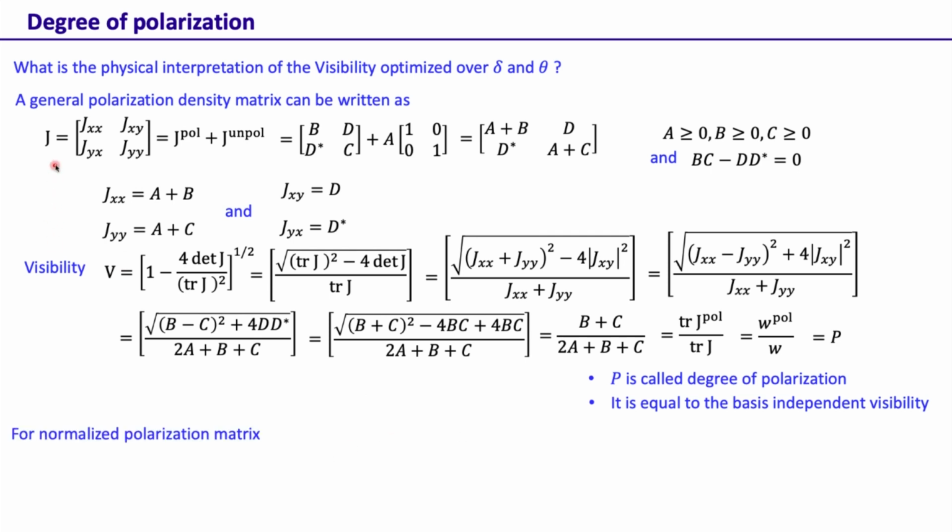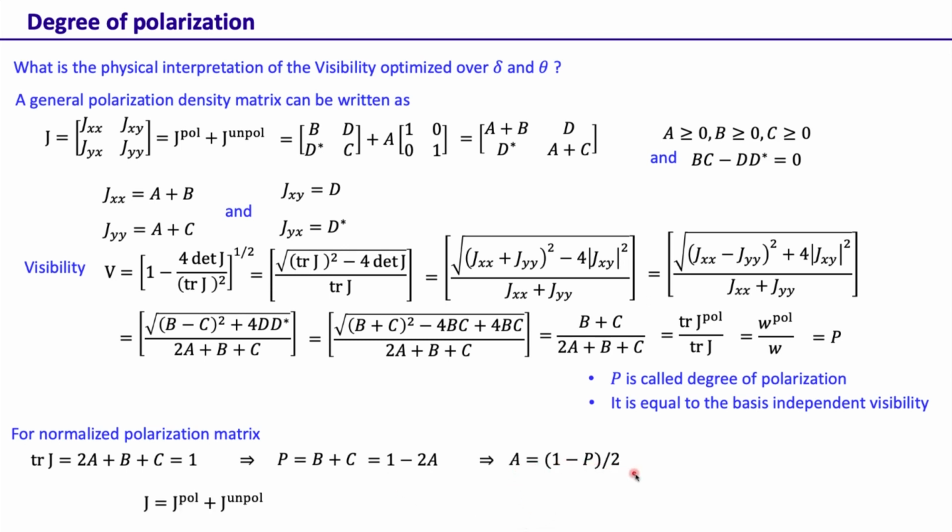Now if this polarization matrix is normalized, so if trace J, which is twice A plus B plus C, is equal to 1, then twice A plus B plus C is equal to 1, so P is simply equal to B plus C. So now B plus C is equal to 1 minus twice A, which is what we write here. Then A is equal to 1 minus P divided by 2.